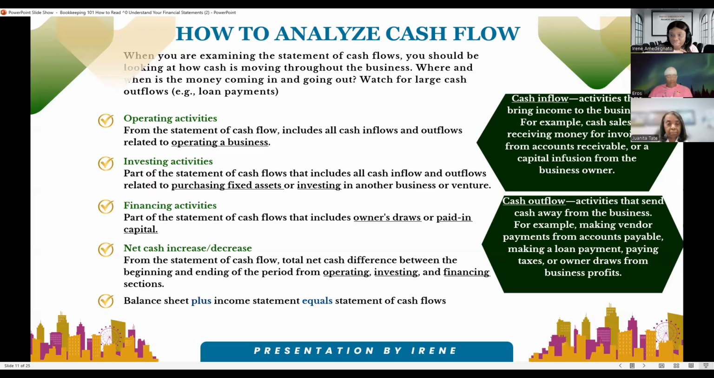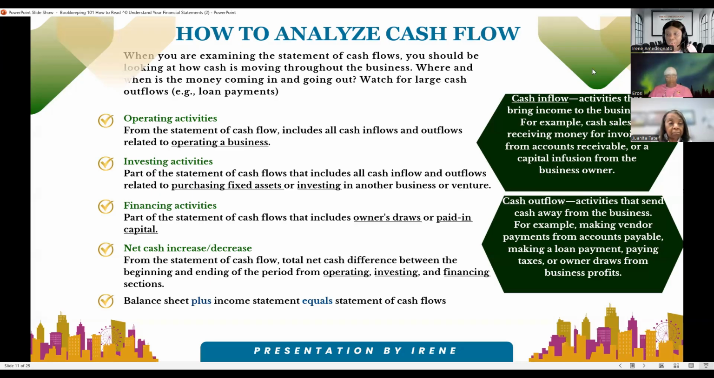Now the cash outflow, like I said, is the activities that send cash away from your business. For example, you make a vendor payment from your accounts payable, pay a loan, or pay your taxes. Owner draw is when you draw money from your business account for your personal use. This is called owner draw. Because the money went out, this is cash outflow.